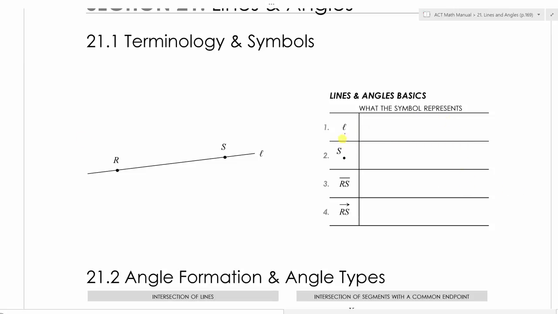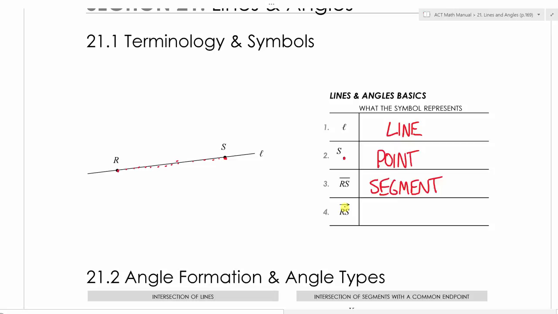When we see this little squiggly L, that just represents a line. When we see a little dot with a capital letter next to it, as opposed to a small letter, which would be a variable, a capital letter usually represents a point. RS would indicate the portion of the line just from R to S, which is known as a segment. So a segment is a portion of a line between two endpoints and also containing all the points in between. So segment RS would contain all of these points.